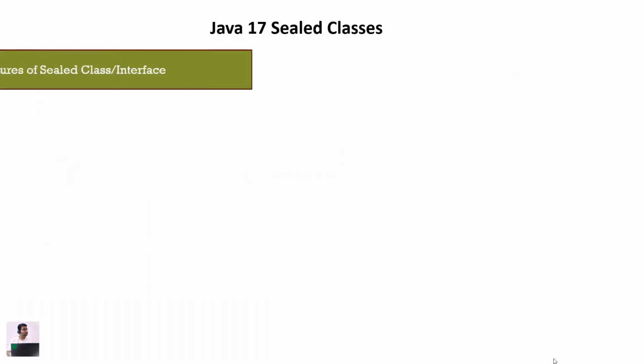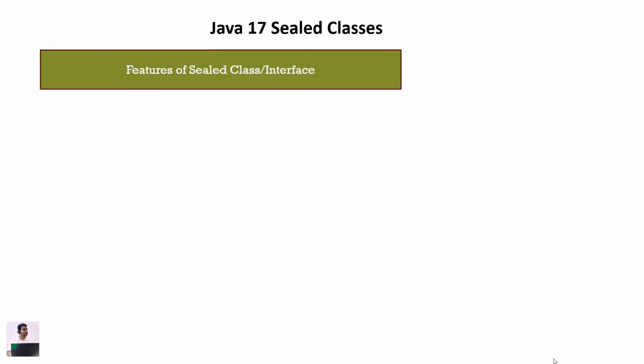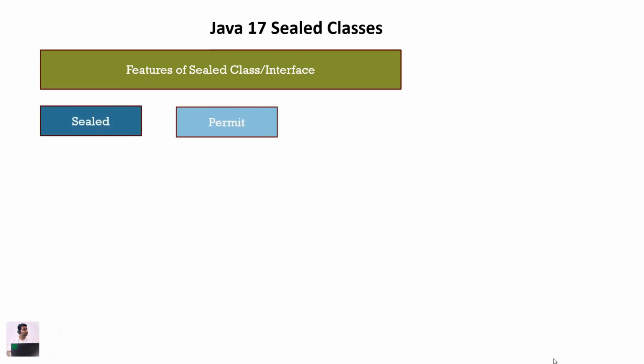So these are some features of sealed classes. First is the sealed keyword. It is used with a class or interface to restrict the subclasses or interfaces. Second is the permits keyword. It is used to allow subclasses or interfaces. Third is the non-sealed keyword. It is used to open a sealed class or interface hierarchy, for preventing accidental openings.